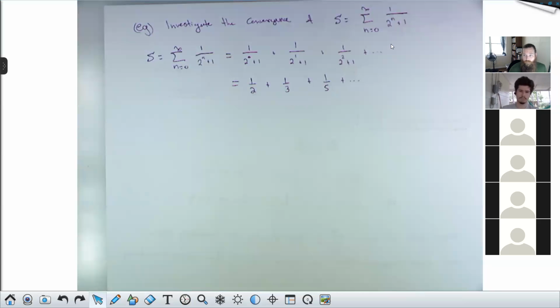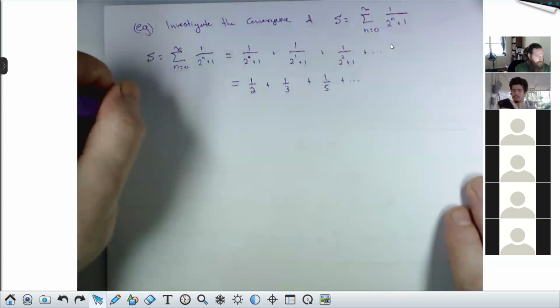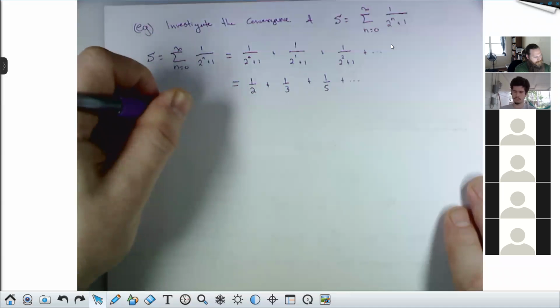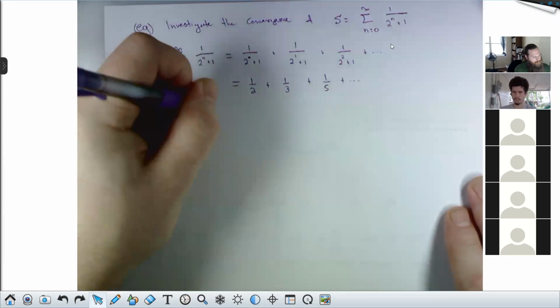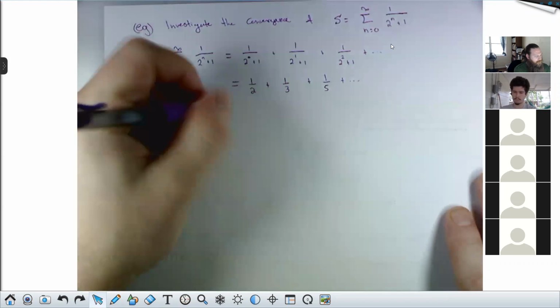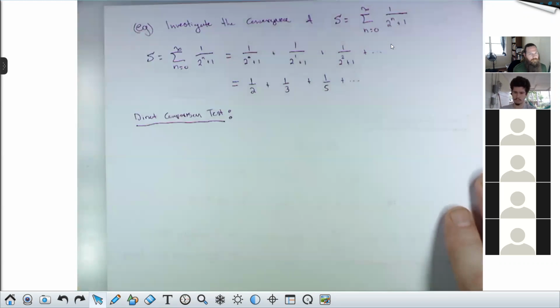But that similarity gives us a hint. It does look similar to a geometric series. We could compare it to a true geometric series, 1 over 2 to the n, since 1 over 2 to the n is greater than 1 over 2 to the n plus 1. So if it converges, then we know this must converge as well. Perfect. So let's say it carefully and let's talk about how to build that inequality.